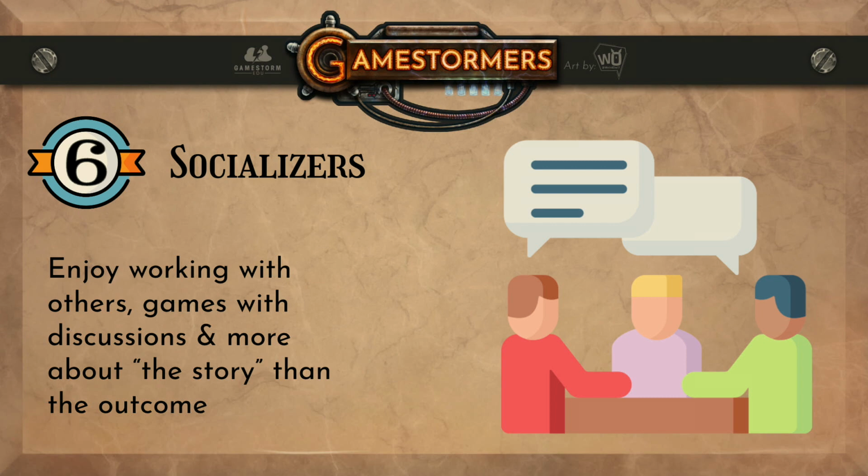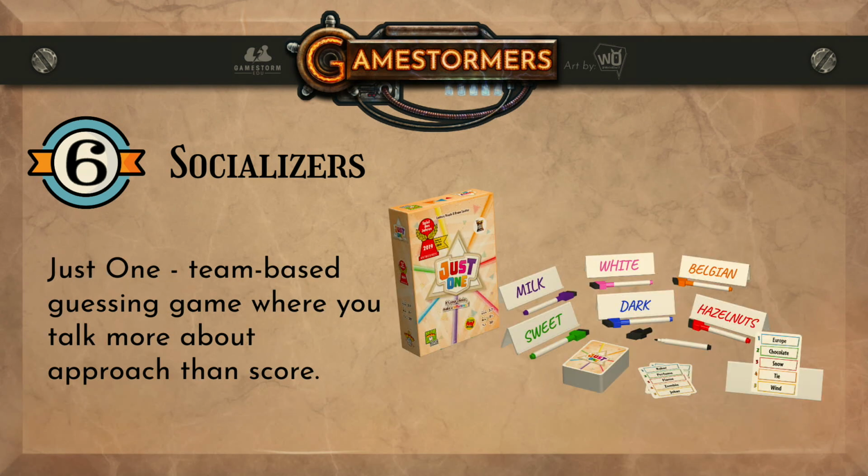Socializers, again, we mentioned these are the people, right? They're the people about the people, for the people, interacting with the people. And so again, they might be more about that story that's emerging. They might be more about the discussions that are happening. You see a lot of overlaps with those two archetypes. Somebody like a socializer would be drawn to a game like Just One.